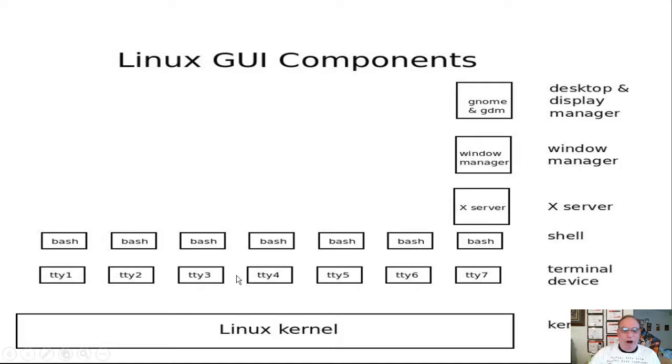So we have TTYs down here, and I show 7 on here, but there's actually more than that, sometimes up to 14. In Linux Mint 15 and up, the GUI is on TTY 8. On previous versions of Linux, as this slide shows, it's on TTY 7. With Red Hat and other distros of Linux, it could be on TTY 1. So the TTY that your Linux distro is running on is basically dependent on the distro you're running. But for the purposes of this diagram, we'll look at it as 7.